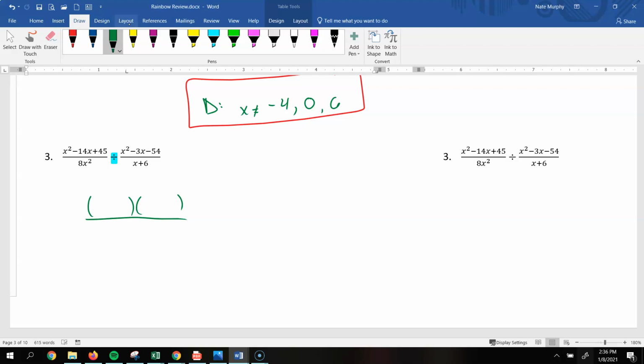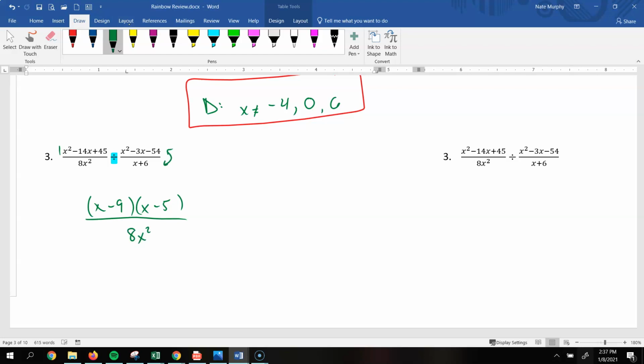Again, my leading coefficient is just 1, so we can use this shortcut method. I'm trying to find two numbers that multiply together to be 45 and add together to be -14. That's going to be -9 and -5, because -9 times -5 is a positive 45, and -9 plus -5 is -14. In our denominator, we would just have 8x squared.